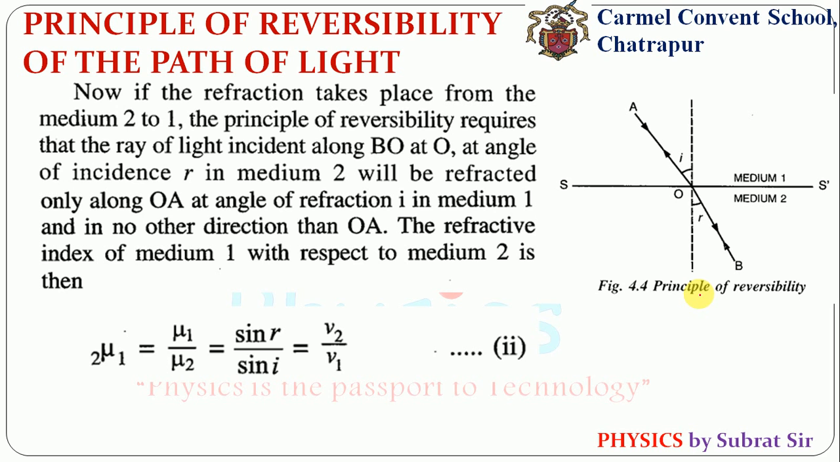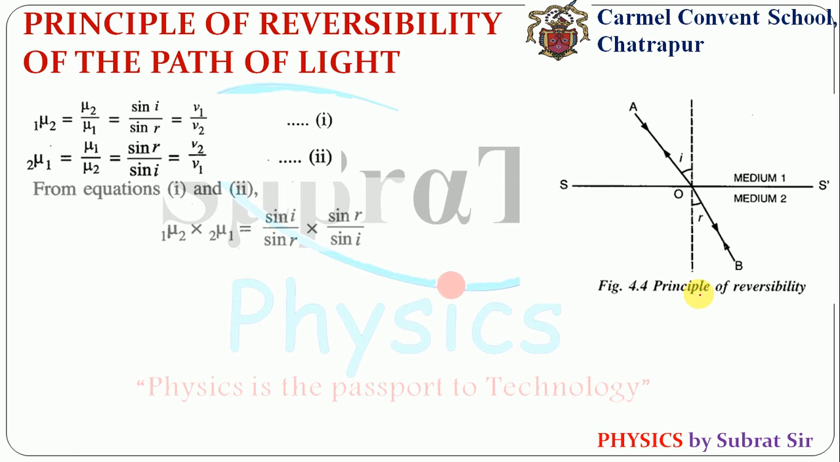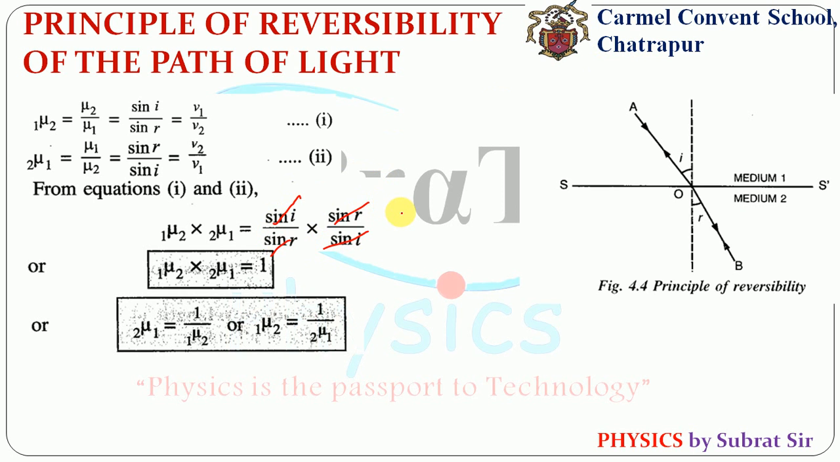Okay, so here we have the two equations, and from equations 1 and 2, by multiplying these two, we will get sin I by sin R multiplied by sin R by sin I. So now here sin I cancels with sin I, sin R cancels with sin R, then we will get 1. So 1 mu 2 multiplied by 2 mu 1 is equal to 1. Or also we can write 2 mu 1 is equal to 1 by 1 mu 2, or 1 mu 2 is equal to 1 by 2 mu 1. We can write like this.